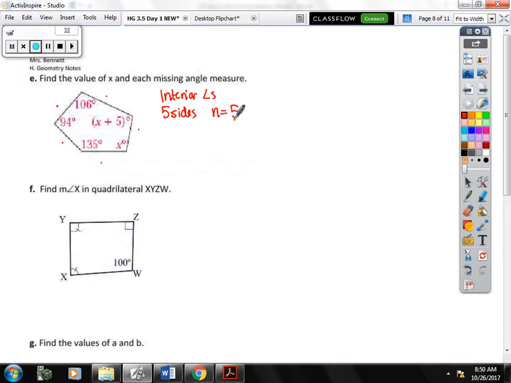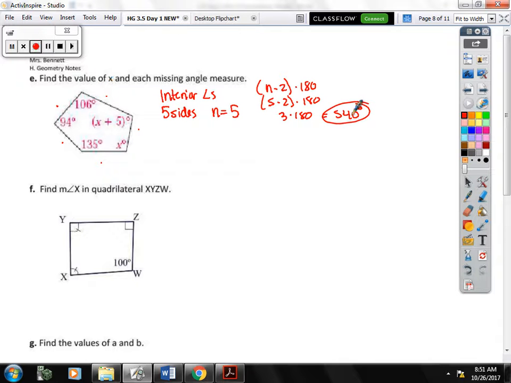So either memorize how many degrees are inside of a pentagon, or use the formula. If you memorize it, then you'll just say 540. If you don't memorize it, then you have to do this formula. If you memorize them, it's going to make your problem a lot faster. Just like we know triangle sum has 180, this is equal to 540. So all of these have to add up to be 540.